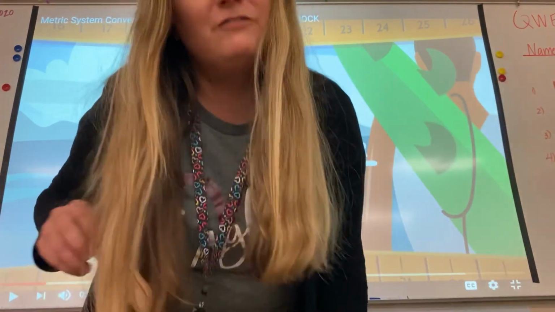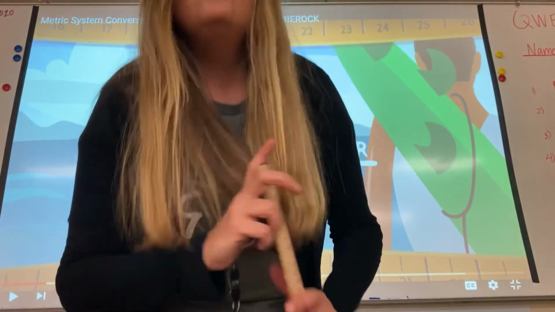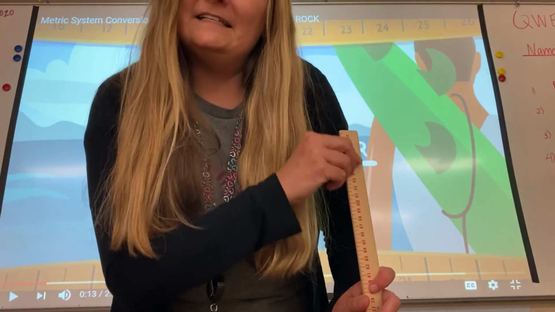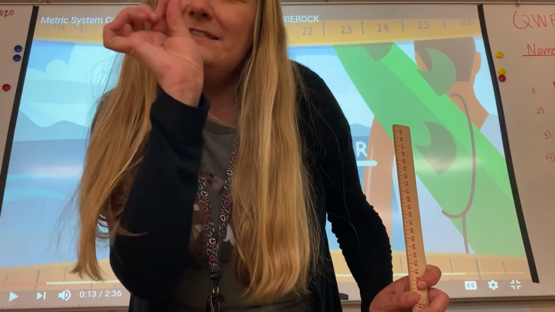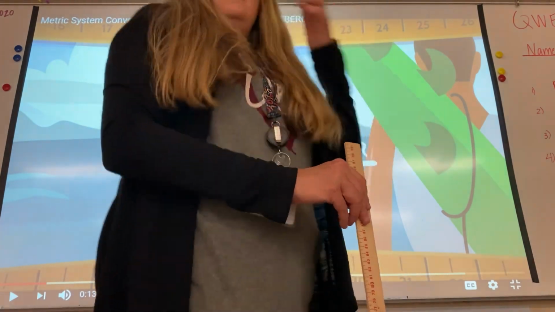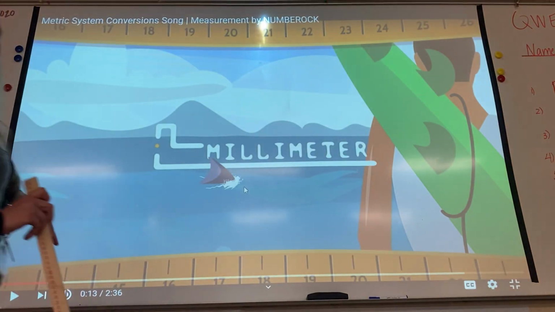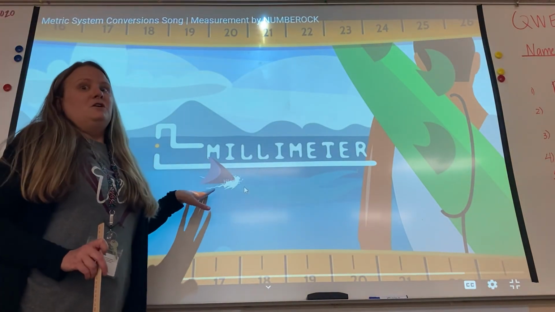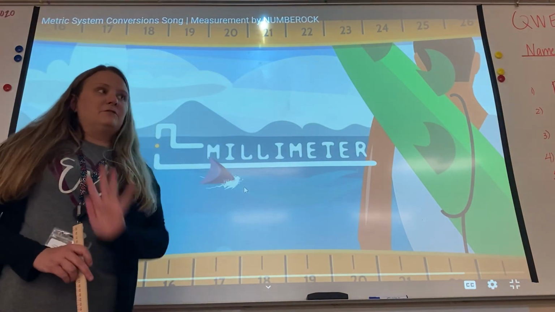And boys and girls, if you have a ruler at home, you'll be able to see that on the metric side, the side that has the centimeters, there should be 10 little marks in between each centimeter. And those are your millimeters. So the cool thing about the metric system is that it's all base 10. So we just went from learning powers of 10.